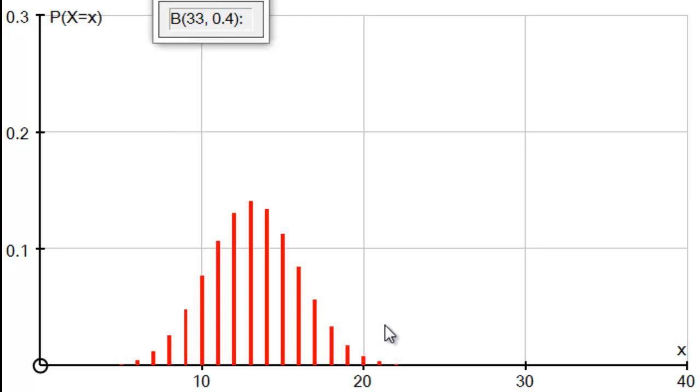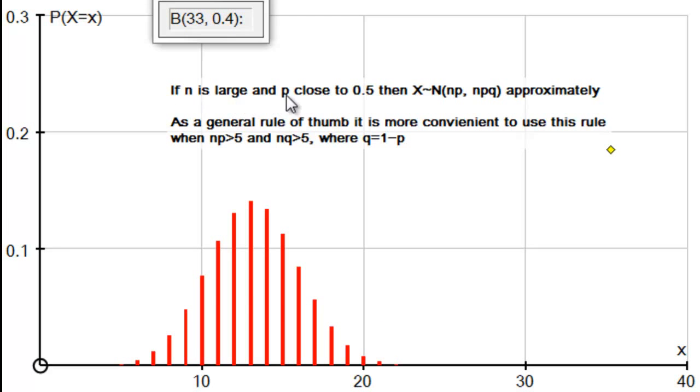What we find is that when n is large and p is close to 0.5, then x is distributed like a normal distribution approximately. Now, the normal distribution has two parameters, the mean and the variance. And the mean for a binomial distribution was np, so we use that for the mean in the normal distribution. And the variance of a binomial distribution is given by npq. Remember, q is 1 minus p.